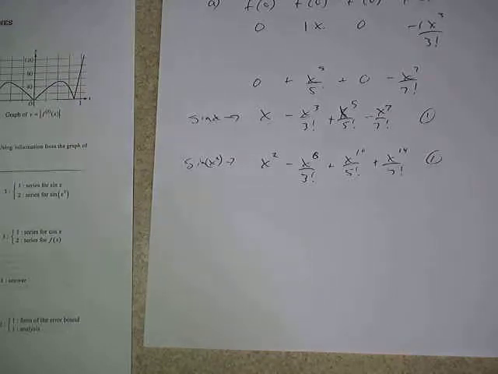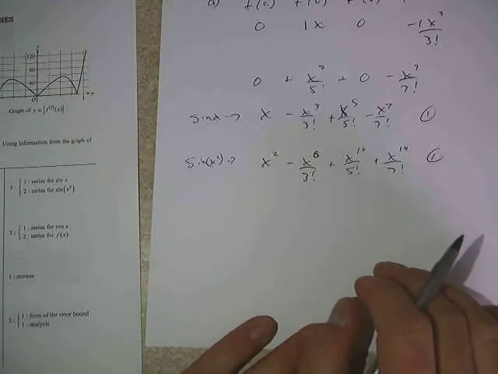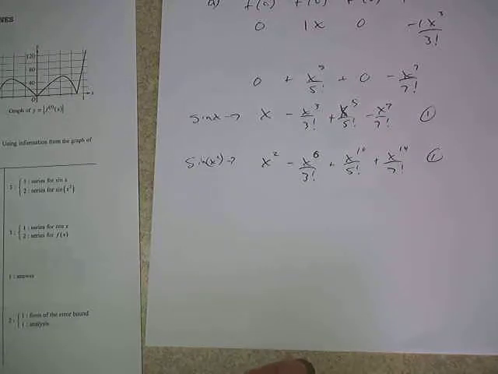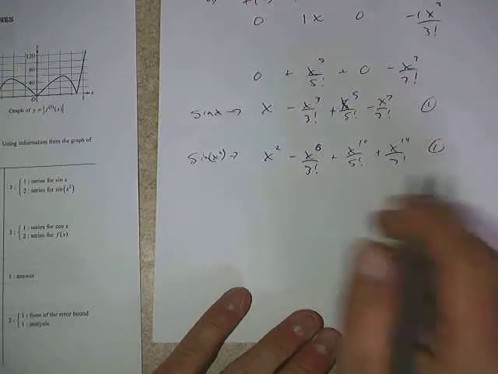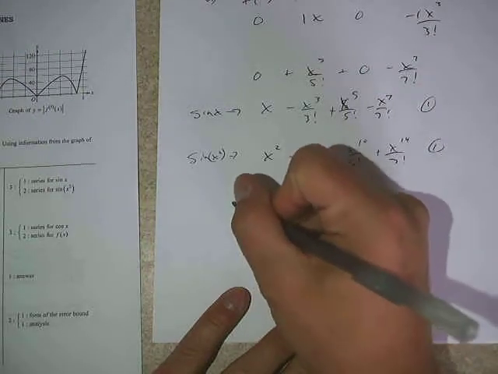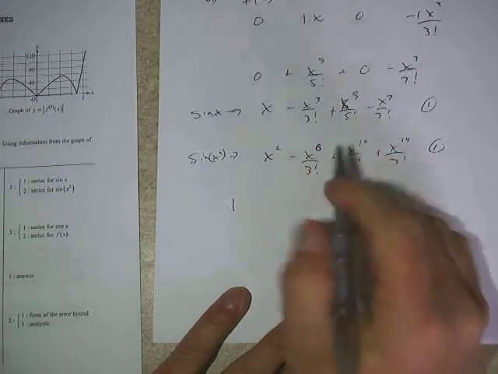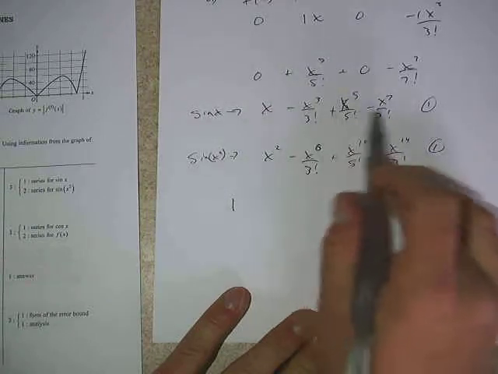So again, if this is sine x, then this is sine of x squared. Replacing the x's with x squared, and we get a new Taylor series, and that is the correct Taylor series for sine x squared. Questions so far?